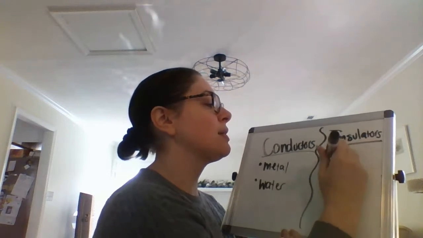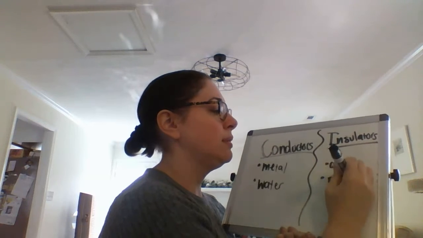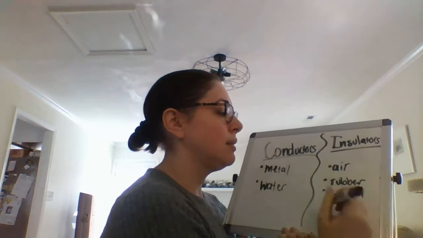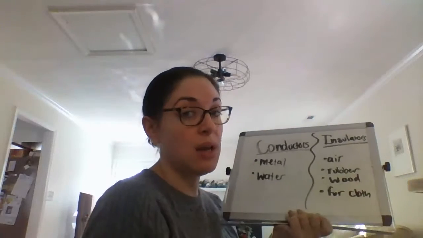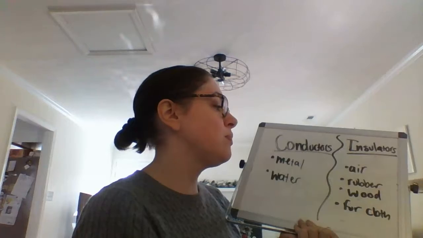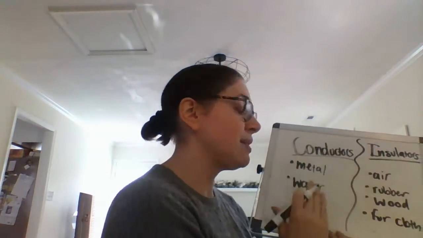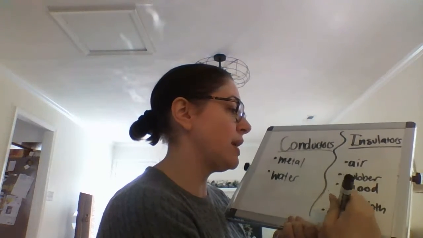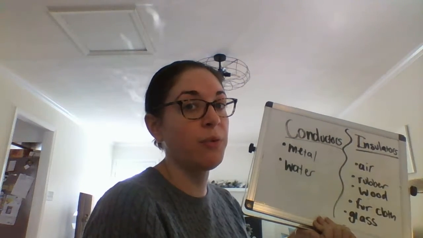Insulators are things like air, rubber. Another one is wood. Another good one is fur or cloth. Sometimes they can slow down currents. So these are things that are going to slow it down. These basically stop electricity. These allow electricity to flow. Glass is another insulator. Glass will insulate. It will stop electricity from flowing.